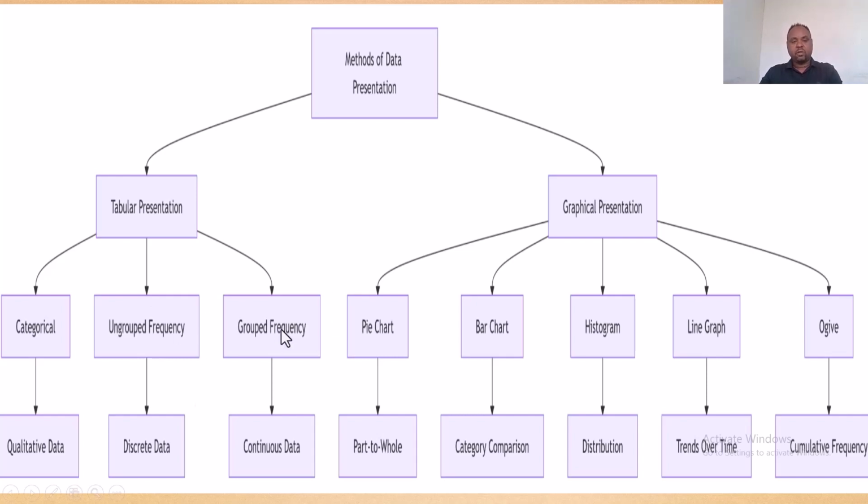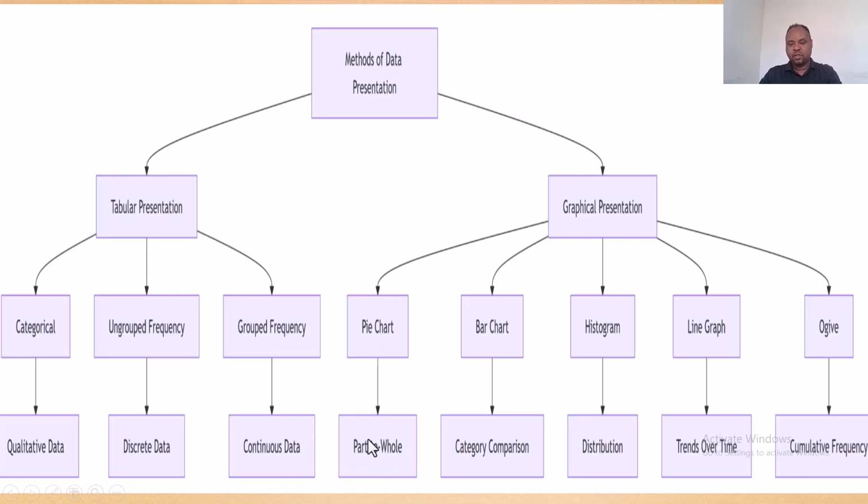The third tabular presentation is grouped frequency distribution, which is useful to present continuous data: height, weight, area, age, and much more. When we proceed to graphical presentation, we have many graphical presentations: pie chart, bar chart, histogram, line graph, ogive, frequency polygon, stem and leaf, box plot, and many others. What a pie chart presents is the share of each category with respect to the whole.